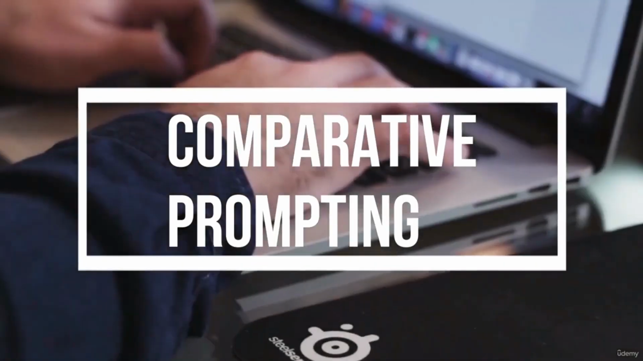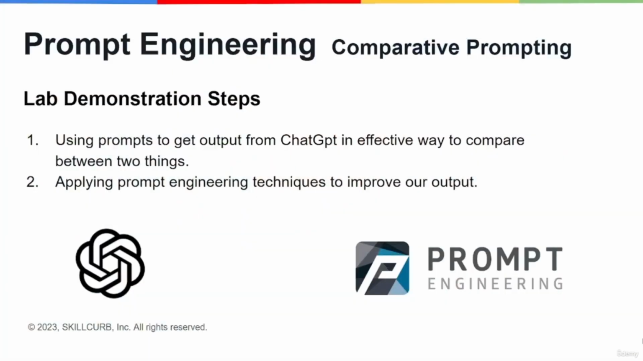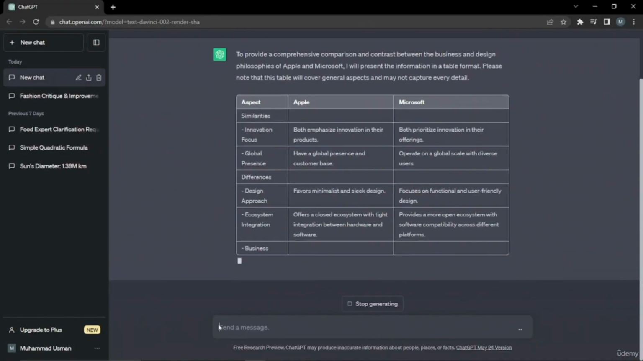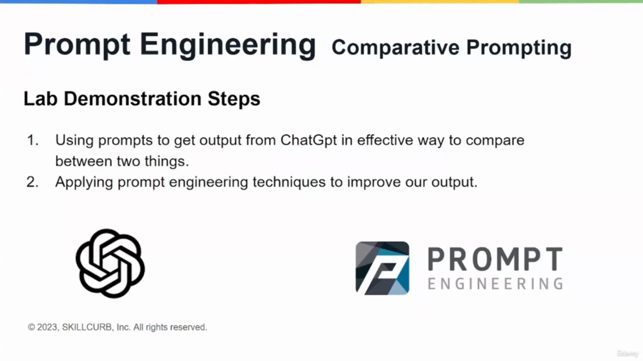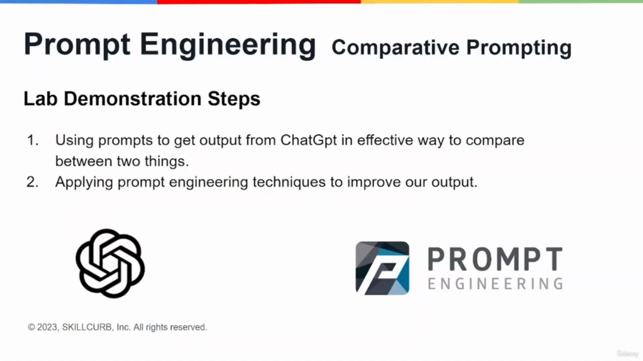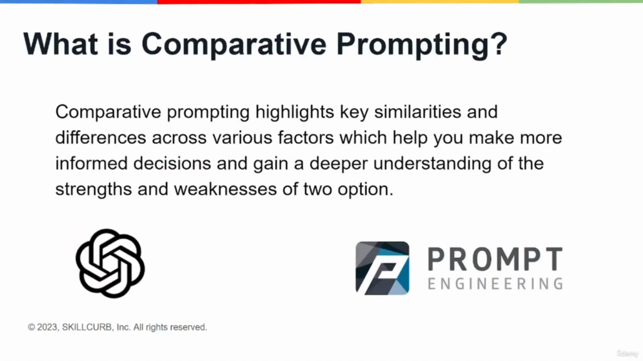We'll be discussing comparative prompting. Before starting this video, let me just demonstrate this lab to you guys really quickly. We'll be using prompts to get output from ChatGPT in an effective way to compare between two things. And we'll also be applying prompt engineering techniques to improve our output. So without wasting any time, let's first discuss what comparative prompting is.